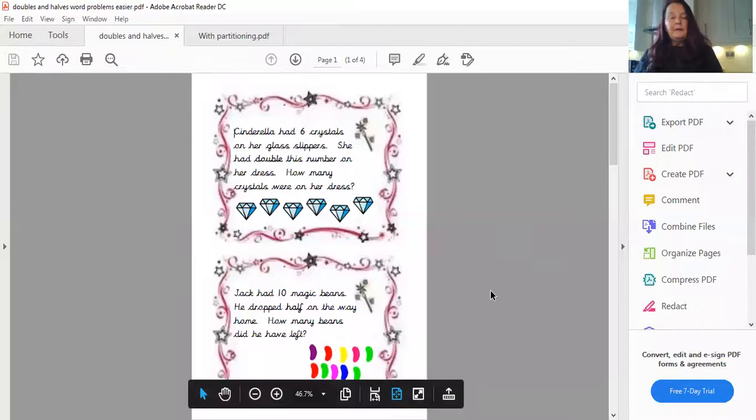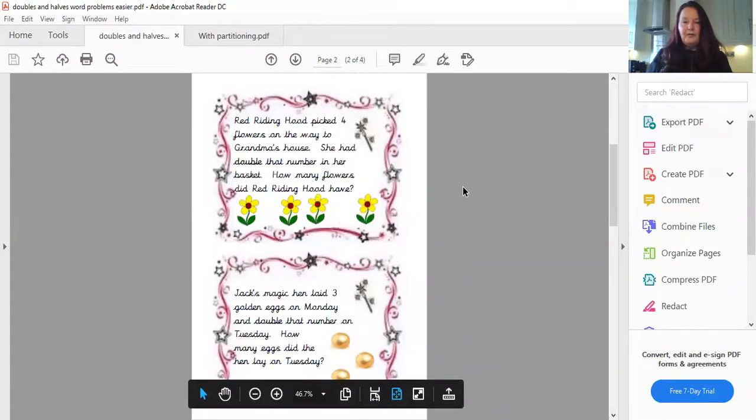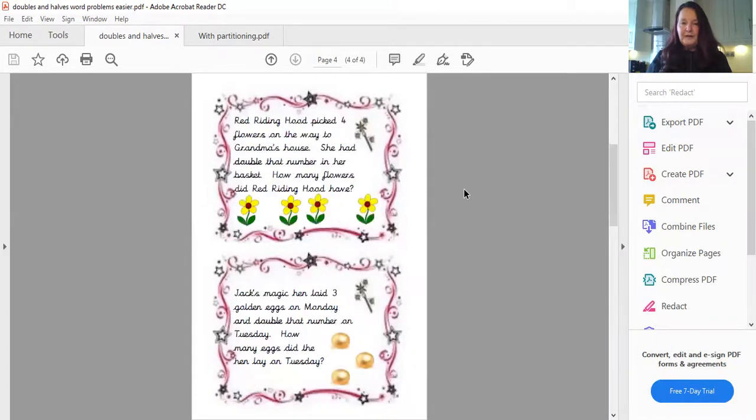I think I had another sheet. Can't find it at the moment. Let me just have another look for you. Okay. Let me just try this one again. Oh, here we go. So these are some problem solving activities, and there are 1, 2, 3, 4 pages.